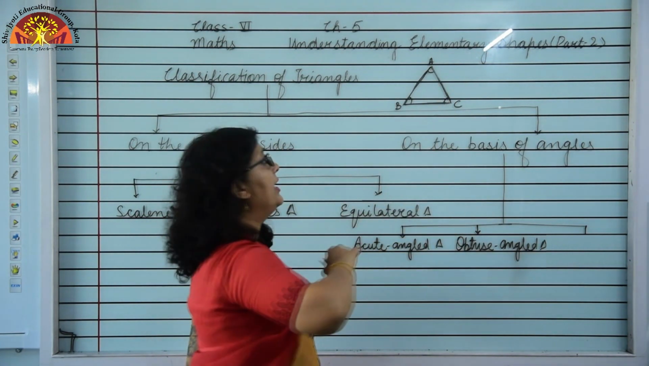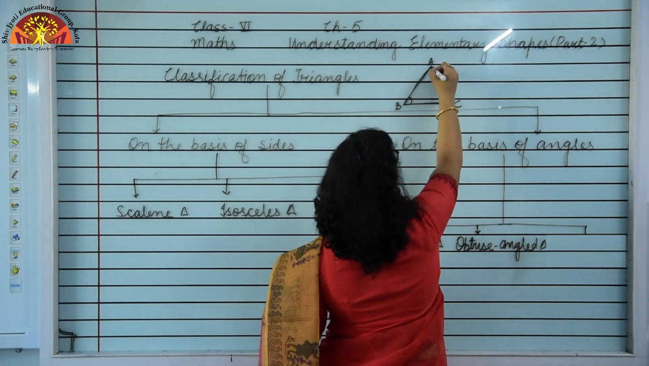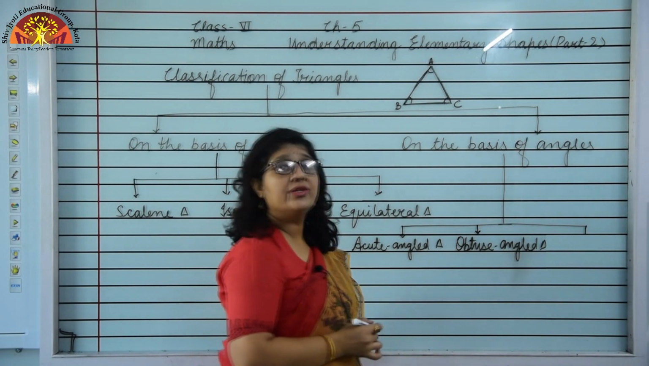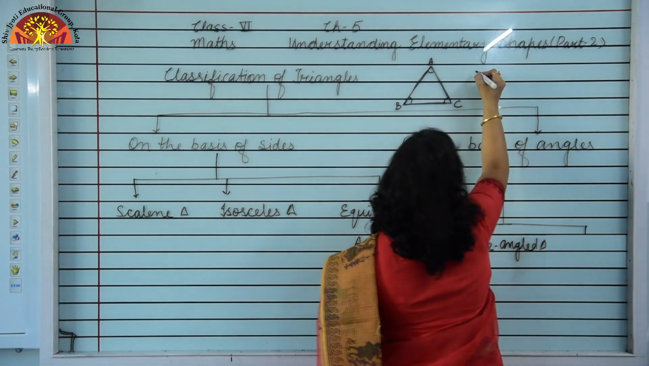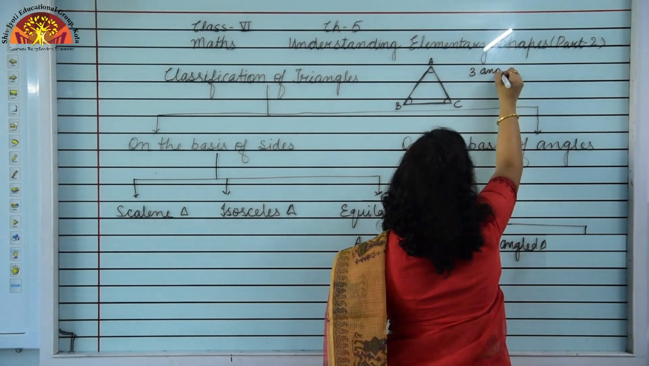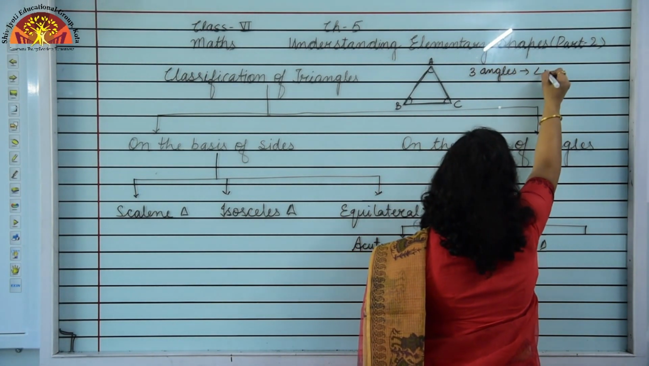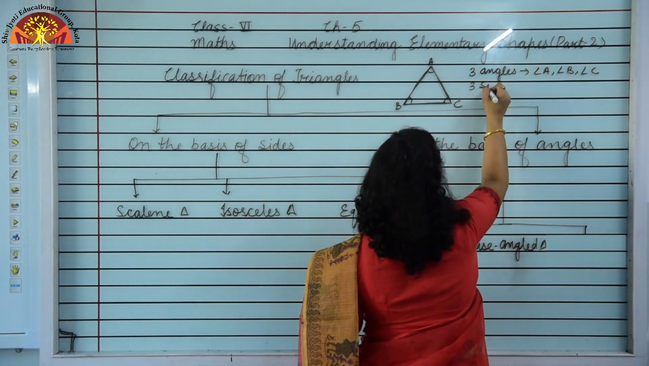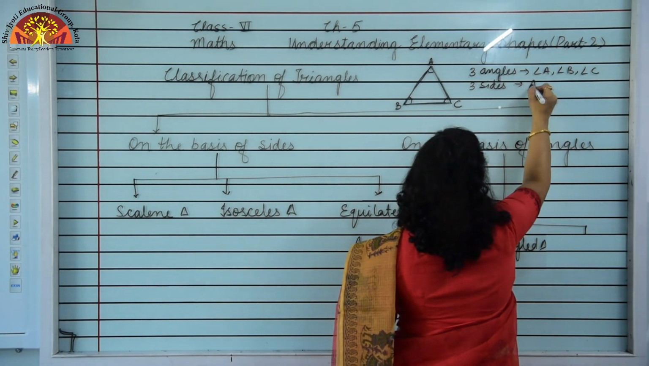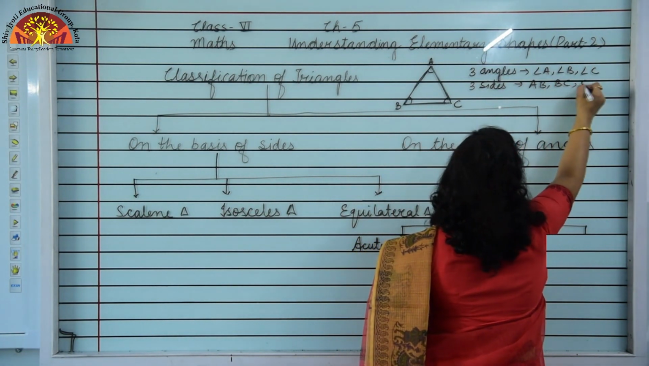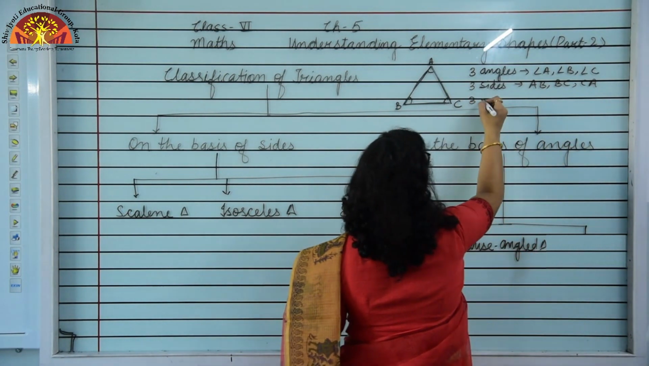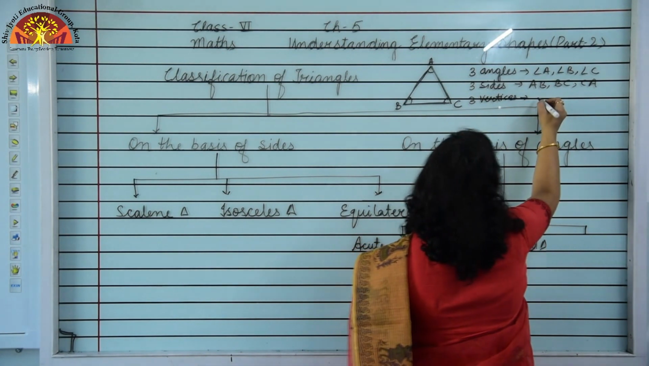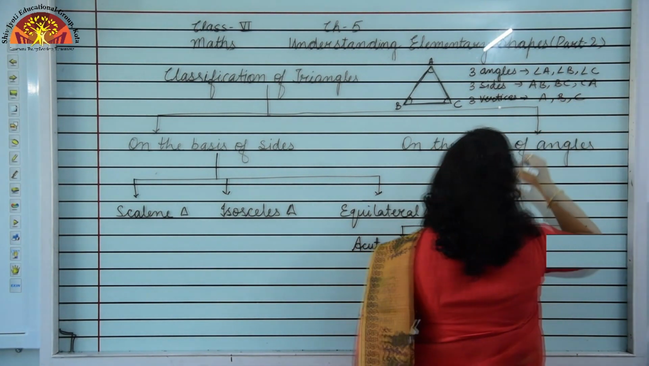These are the sides and vertices: vertex A, vertex B and vertex C. So in a triangle we have 3 angles, that is angle A, angle B, angle C, 3 sides, that is AB, BC and CA, and 3 vertices, that is A, B and C.